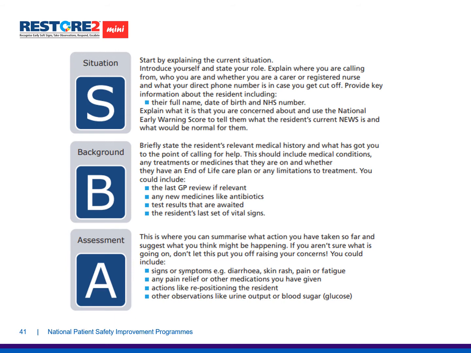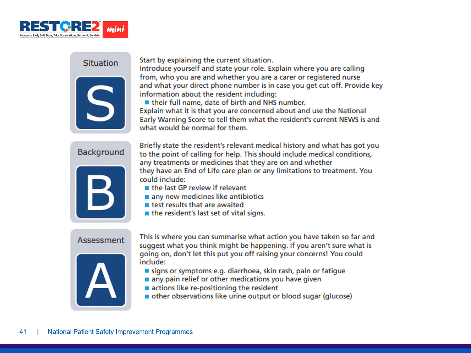Background. Briefly state the resident's relevant medical history and what has got you to the point of calling for help. This could include medical conditions, any treatments or medicines that they are on, and whether they have an end-of-life care plan or any limitation to treatment. You could include the last GP review if relevant, any new medicines like antibiotics, test results that are awaited, and the resident or client's last set of vital signs if known.